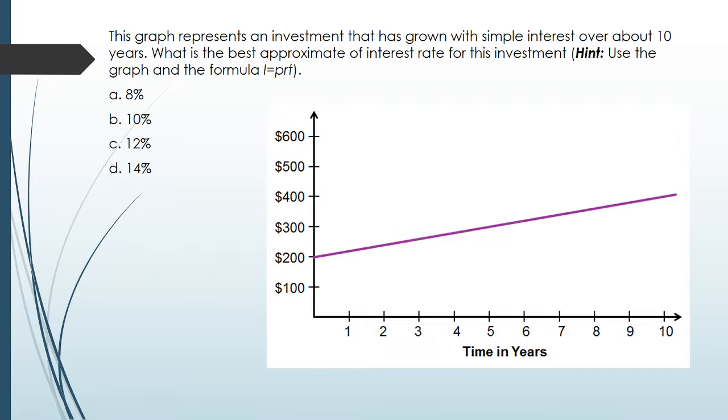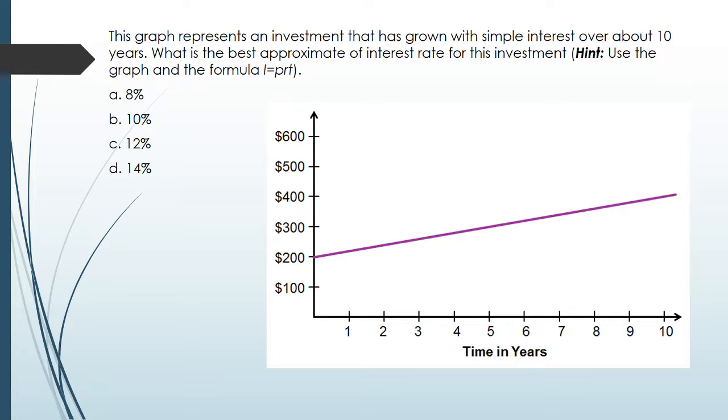This video is going to go over Lesson 7, Question 1 of Business Math A Study Guide. So here's the question. This graph represents an investment that has grown with simple interest over about 10 years. What is the best approximate of interest rate for this investment? We are going to use the graph and the formula I equals PRT in order to find the answer.